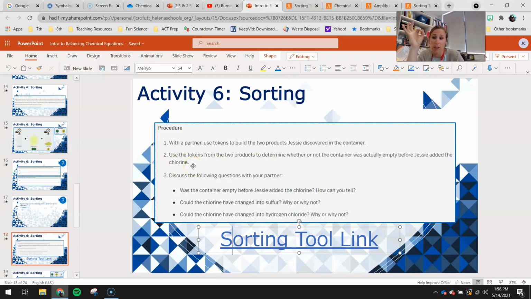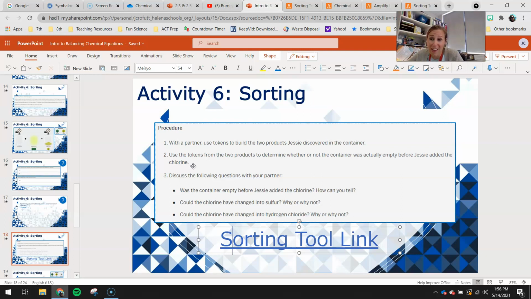With a partner, use the tokens, those are the little circles in our sorting tool, to build the two products Jesse discovered in the container. We're going to work backwards on this, whereas the other times we've used the reactants, we've built them, and then arranged the reactants to form a product. We're going to start with our product, which we know to be sulfur, and then rearrange them to see if we can build our reactants out of that, to see if we've abided by the law of conservation of matter.